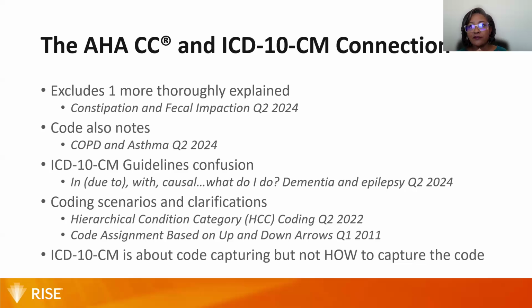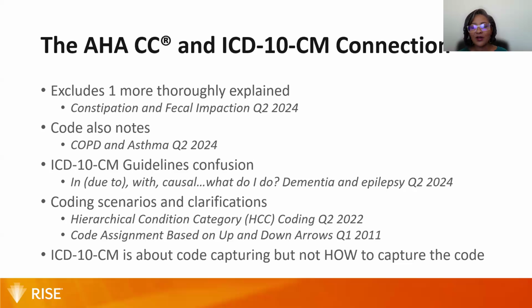We're told within our conventions that when something falls under the "with," we can do certain things. And we're going to take a look at an example in a moment. However, sometimes it's not very clear. So for dementia and epilepsy in Q2 2024, we're given some guidance on how to appropriately capture that, and we are going to take a look at that. The Coding Clinic is also really good for giving coding scenarios as well as clarifications.